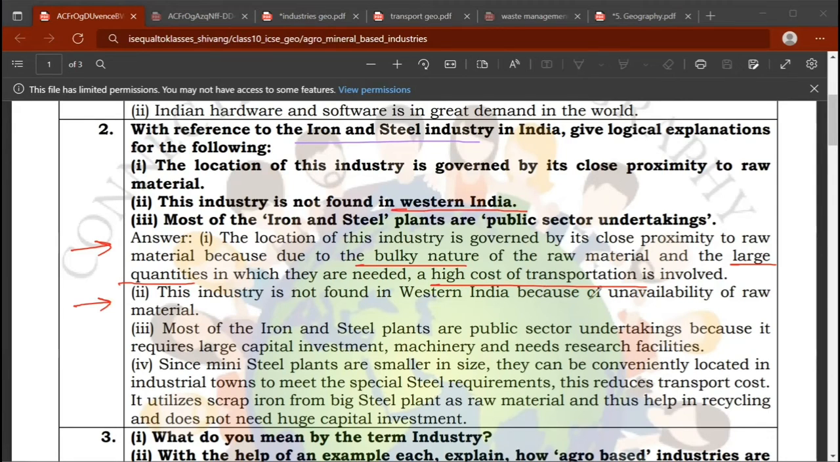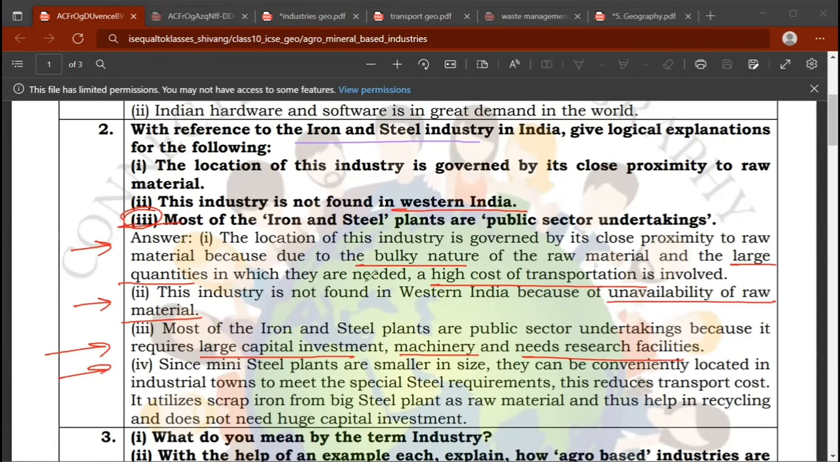Then the second question, this industry is not found in Western India. This industry is not found in Western India because of unavailability of raw material. Then we have the third question. Most of the iron and steel plants are public sector undertakings because it requires large capital investment, machinery, and needs research facilities that only the government can provide.